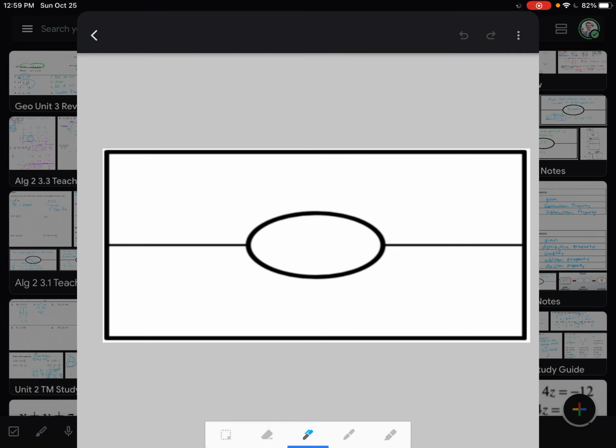Our definition for today, useful for solving some of these word problems, is scale factor. This is just a ratio of corresponding lengths in similar figures.